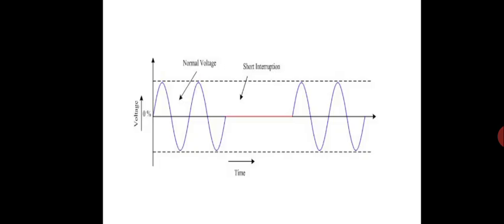Next one, I think you got that, short interruption. Interruption means the failure of the current. Current is not being received in a particular house for 1 minute.